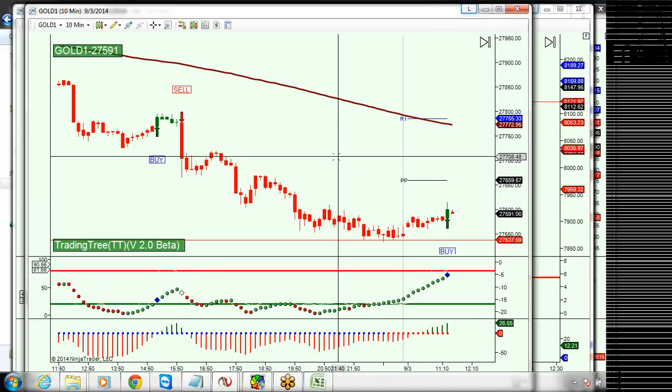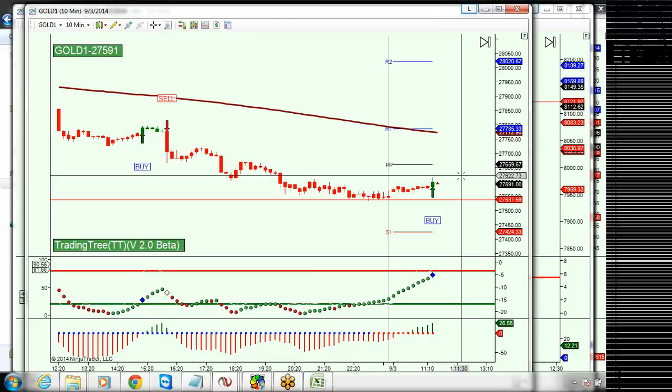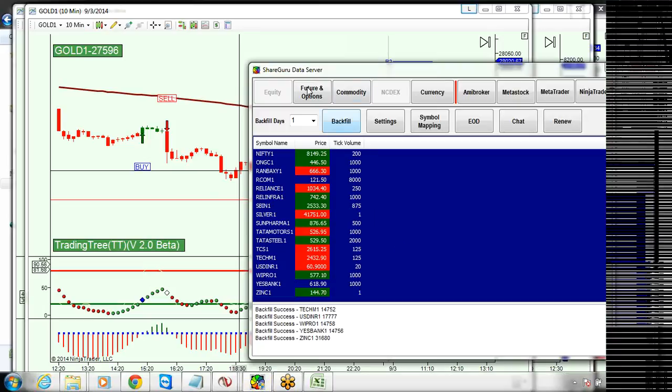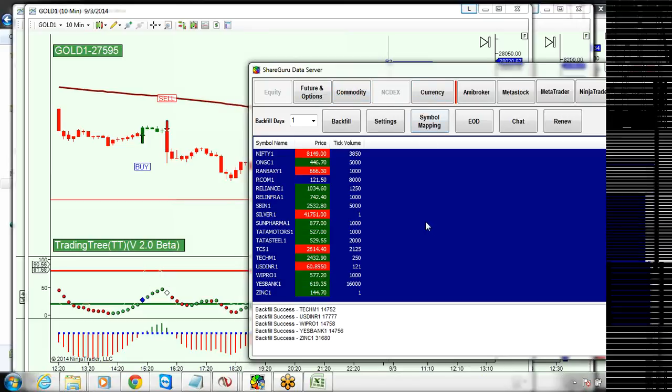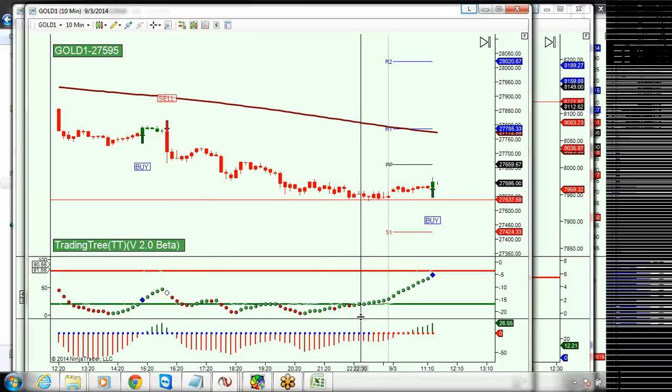So the same thing with gold. You can place your trade here, 27,600, and then wait for the call to get executed. So with TradingTree you can trade in all the segments. That is, you can trade in equity, futures, options. You have only Nifty options. You can trade in commodities, MCX, and currency also. And you can do both intraday and positional calls.